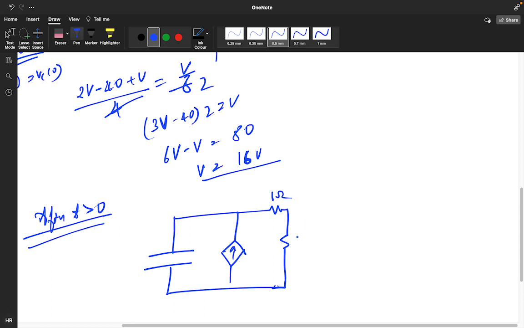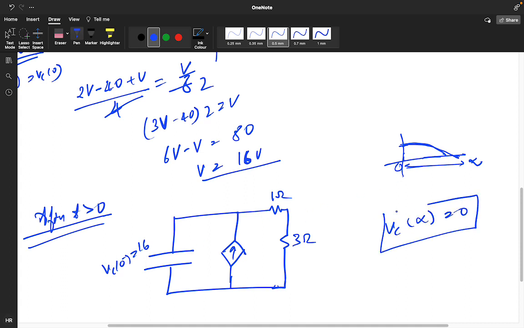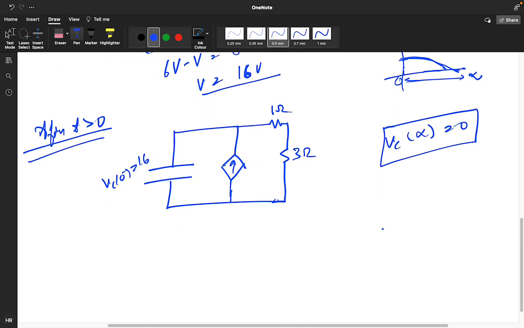This is 1 ohm, this is 3 ohm. So what will happen? This capacitor voltage VC of 0 minus we got as 16 volts, meaning the charged value. The final charge value of the capacitor is 16 volts. So now we have some charged value of voltage, and it will discharge. The capacitor voltage will discharge over an infinite amount of time. It will go from 0 to infinite, and VC of infinite will become 0.